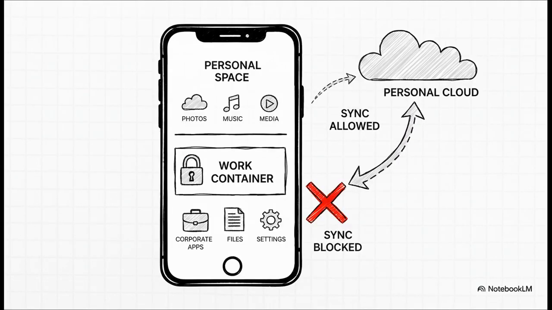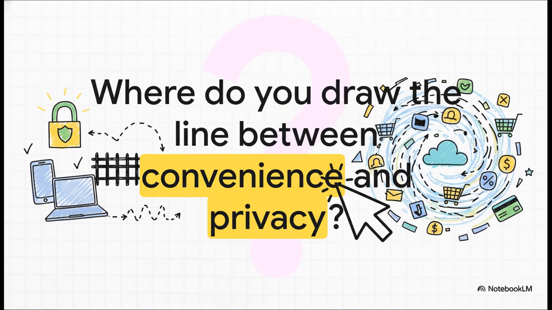The solution here is a mix of policy and technology. Organizations have to enforce strict policies that restrict or just flat out disable automatic syncing to personal accounts. And a really powerful technical control for this is containerization. This technology basically creates a separate encrypted work profile or container right on the device. All the corporate data and apps live inside the secure bubble, completely separate from the user's personal stuff, which stops any accidental data leaks. And that brings us to the end.